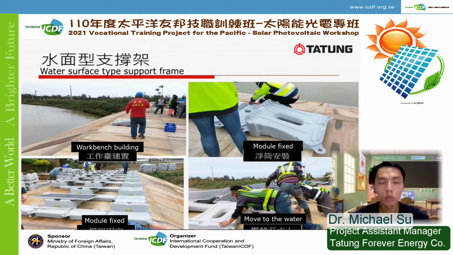Now, the way to build the site is first you will need to build a platform that is going to be placed on the water. Once the platform is made, assemble the parts on the platform and install the modules. When everything is installed, push the whole platform with the system on it into the water. Then make some necessary adjustments in the water.